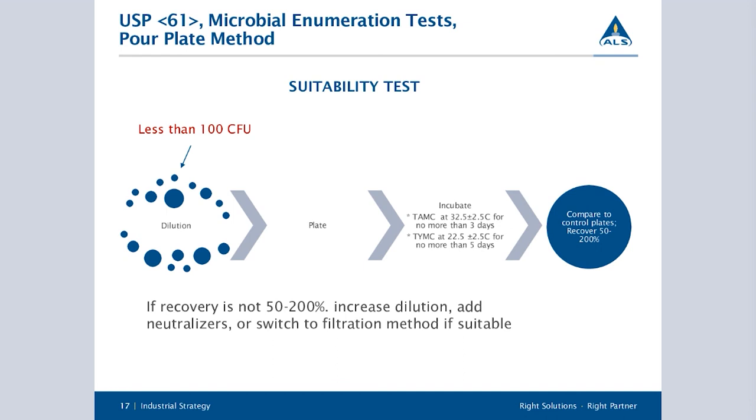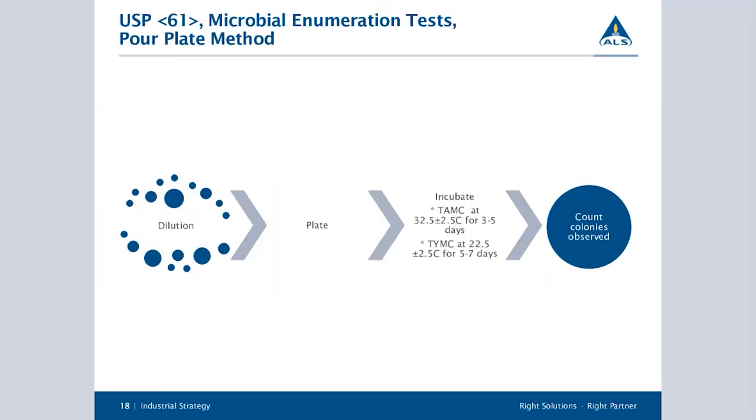Now, if you don't achieve that, then you would increase dilution, add neutralizers, or switch to different methods, such as filtration methods. Once you have it passing, you can repeat the test without the spiking of the organisms, and then you make sure that you perform it at the same dilution where your suitability passed.